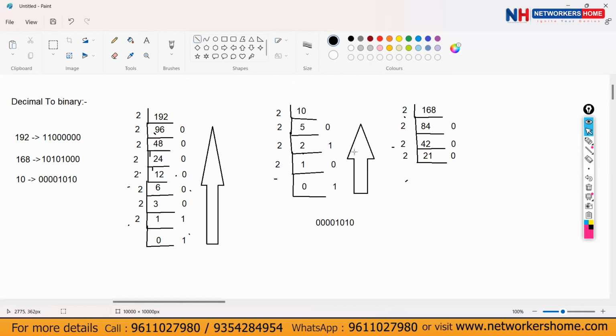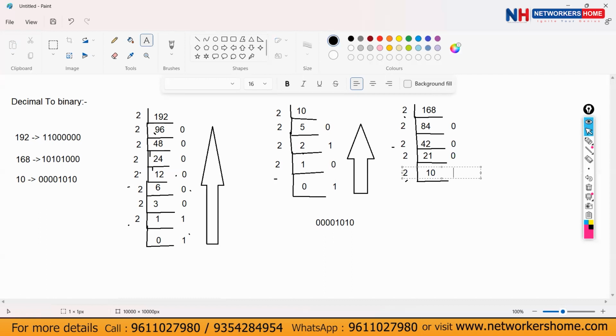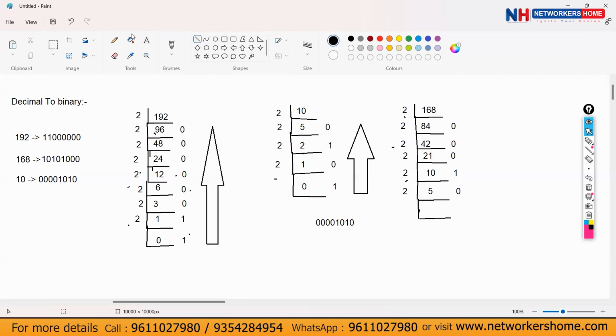Okay. 21 divided by 2. 10. Good. Remainder 1. Okay. 10 again divided by 2. 5. And we get remainder 0. 5 divided by 2. 2 twos are 4. Remainder, sorry, it will be 1.